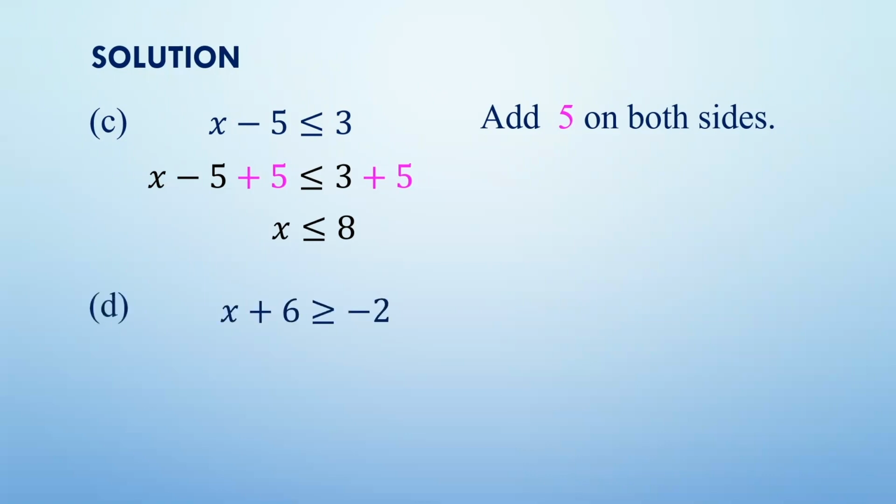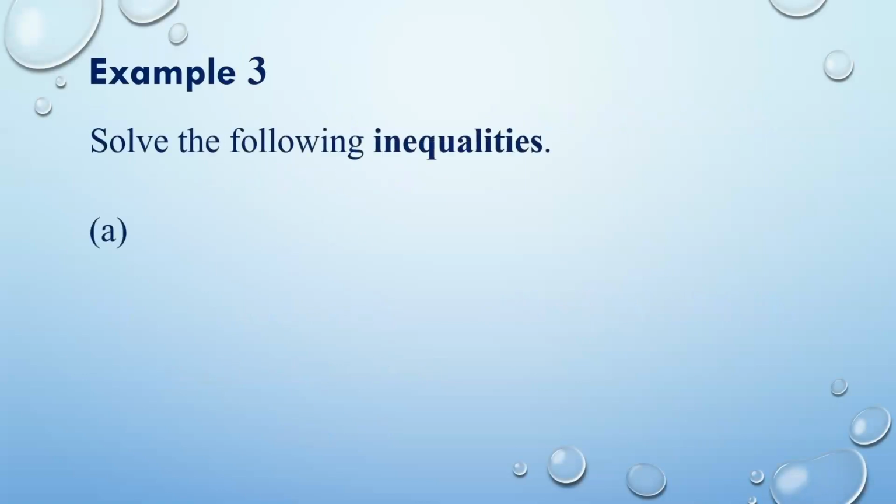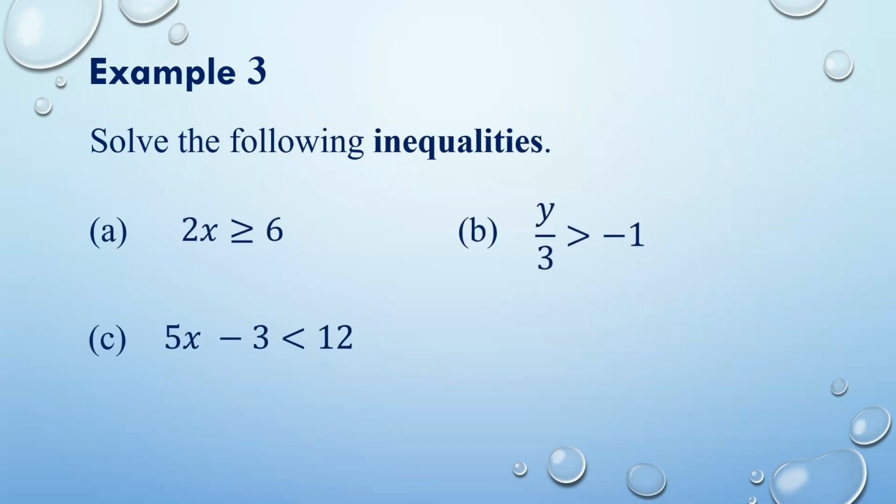Part D. x plus 6 greater than or equal to -2. So the additive inverse of +6 is -6. I add -6 on both sides to obtain x greater than or equal to -8. Example 3. Solve the following inequalities. So I have 4 parts in this example.